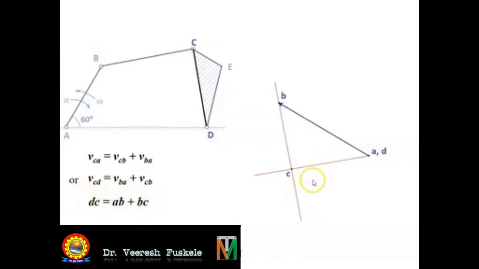So we have to mark the direction or the sense of the velocity vectors to satisfy this vector equation. So it will be something like this. So vector AB plus vector BC is equal to vector DC. This is how we get the direction and sense of the velocities of all the three links.